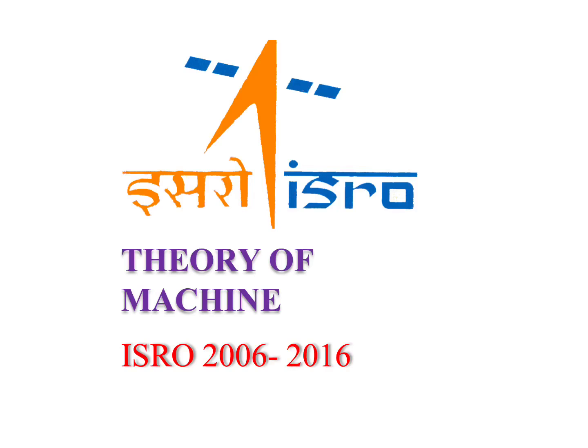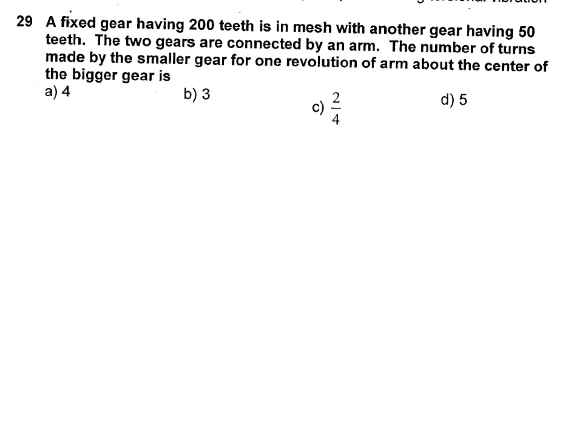This is Theory of Machine paper part 1, ISRO question paper from 2006 to 2016. Question is, if a fixed gear having 200 teeth is in mesh with another gear having 50 teeth, the two gears are connected by an arm. The number of turns made by the smaller gear for one revolution of arm about the center of the bigger gear is how much? First I will draw the diagram.